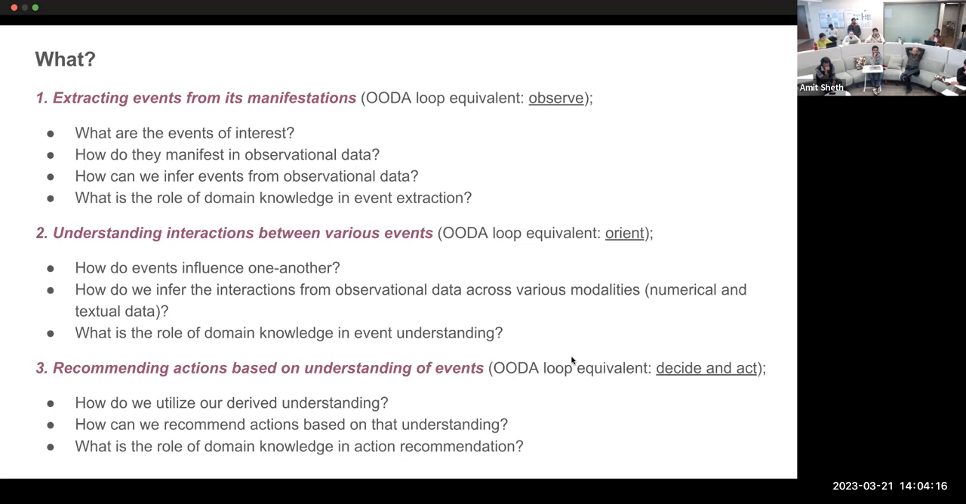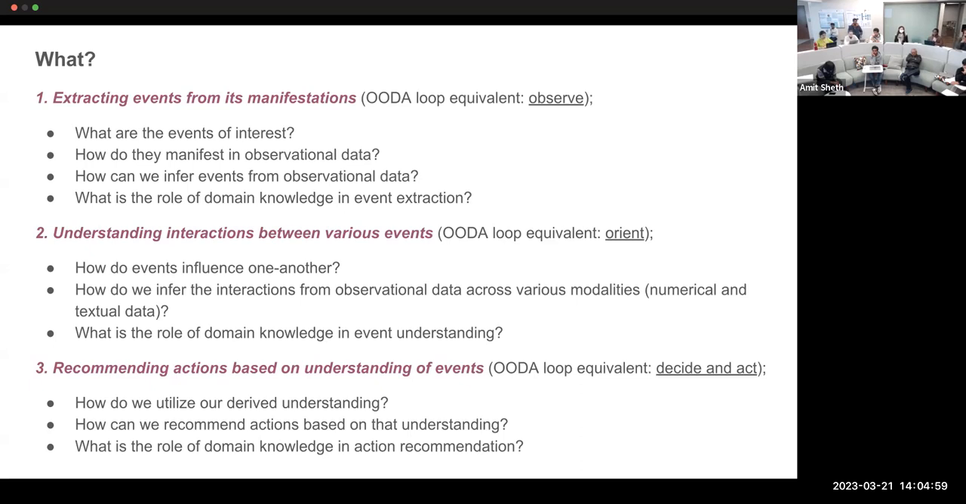Yeah. So this is the what part of his problem. Firstly, he tries to extract events from these sources, and the OODA loop equivalent is observe, as I mentioned earlier. So he tries to find what the events of interest are, how they manifest in the observational data, that means the sensor and the textual data, how we can infer events from these observational data, and what the role of domain knowledge is in event extraction. I will describe in a later slide how he has formulated this.